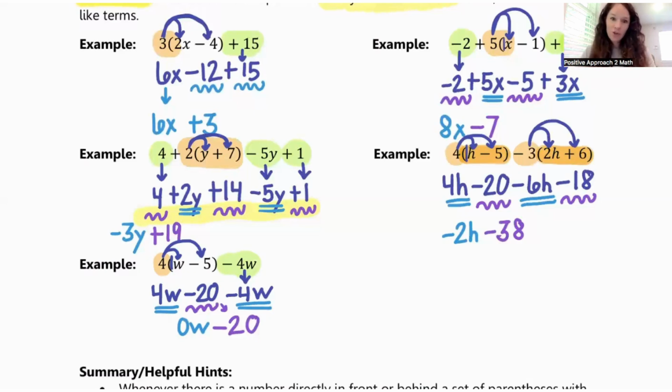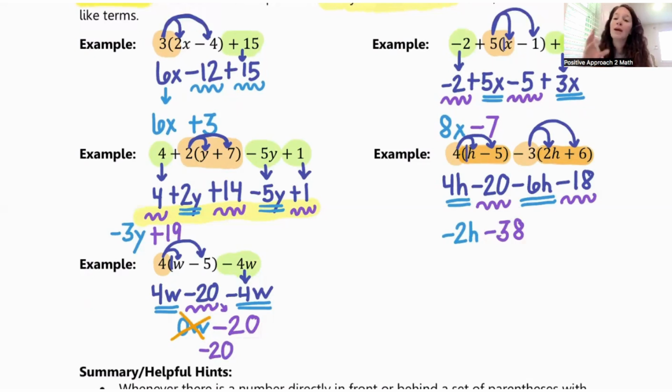Now here's the situation. You will never see an answer look like 0W minus 20, right? Hopefully you know that any number times 0 is just 0, right? So when we see 0 times W, 0 times W is really just 0. So 0 minus 20 is just negative 20. So you're not going to actually see that 0W written. You're just going to see your answer as negative 20.